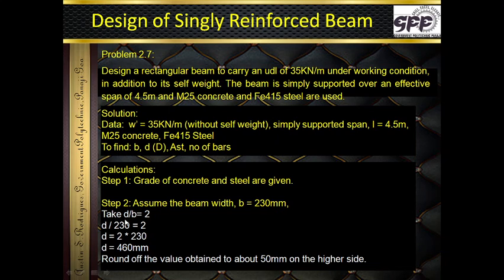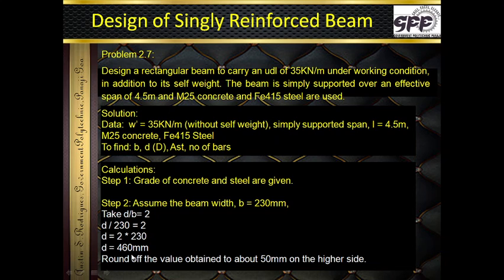We are taking the depth to the breadth ratio as 2. Now having given as 2, d upon 230 will be equal to 2, or d will be 2 into 230. So the effective depth comes equal to 460 mm. Please note, we are trying to arrive at the value of effective depth and the width. These are still the initial stages. This is not the final effective depth. These may be changing. This may be different.